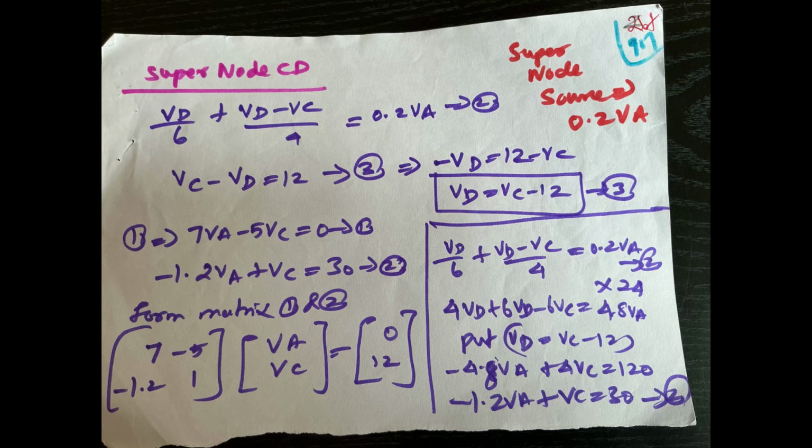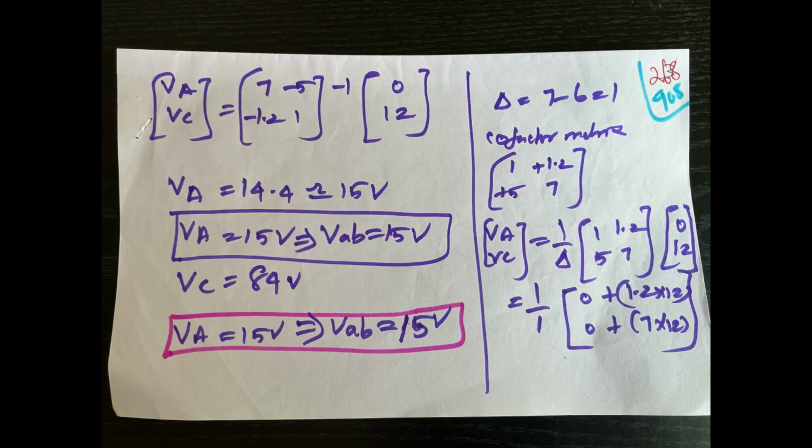Take the 2 by 2 matrix and its inverse matrix. VA, VC is equal to the inverse of the matrix 7, minus 5, minus 1.2, 1, into the 0, 12 matrix. Find the determinant value of the matrix and the cofactor matrix. Then find the multiplication of the matrices and divide by the determinant value. Only then do we find the VA and VC values. VA is 15 volt, VC is 3.44. VA is from the circuit.